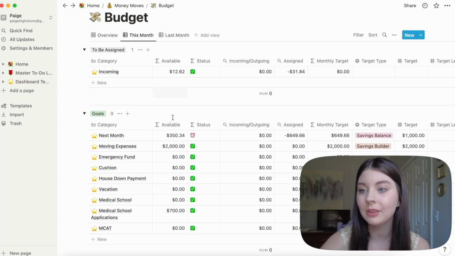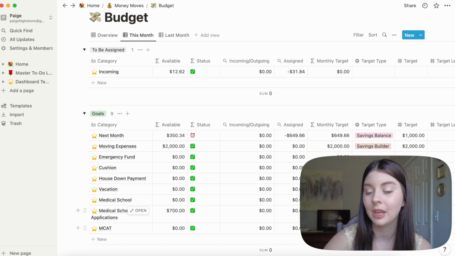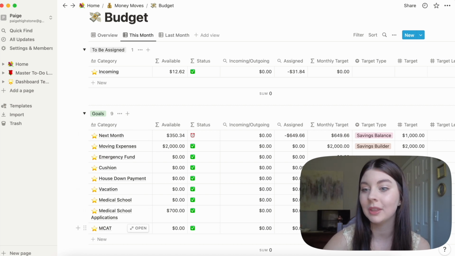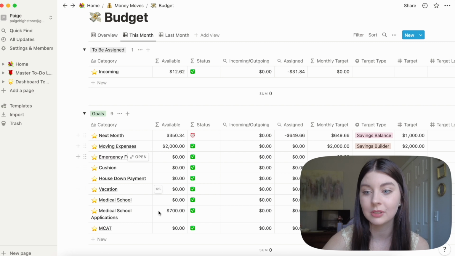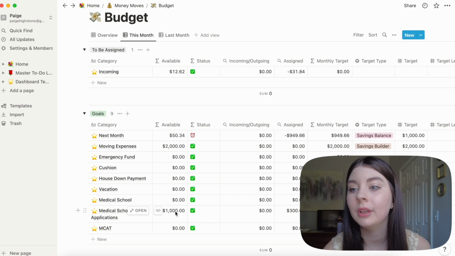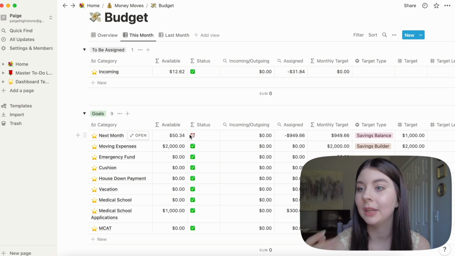So I'm going to take this $350, and I actually just realized I must have this goal set up wrong because I want to make this $1,000 for med school applications, and it's currently only at $700. So since I actually have enough money to put towards this one, I'm going to fully fund that goal at $1,000 really quick. So now our medical school applications goal is hit at $1,000, and we still have just about $63 left that we can budget places.